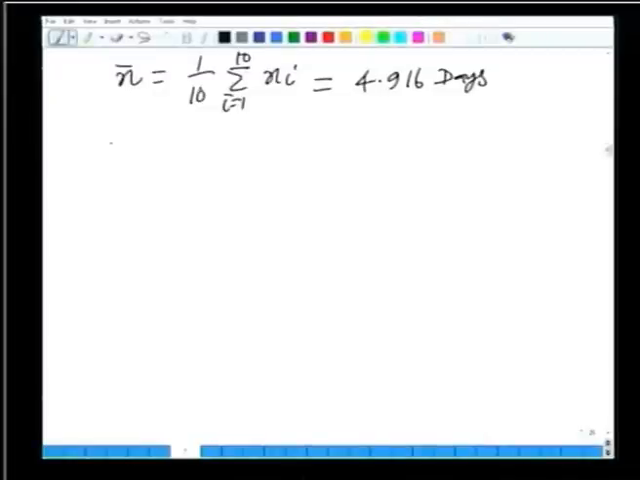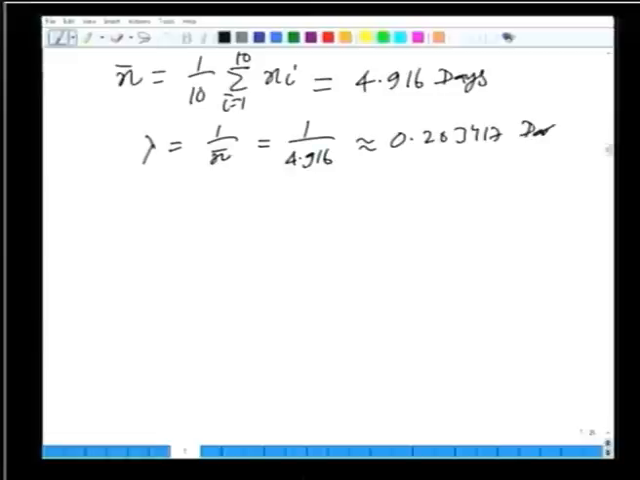Once we have found the x bar, you can find the value of lambda as 1 over x bar, which will be 1 over 4.916, which will be 0.203417, and what is the unit of this? Days inverse.